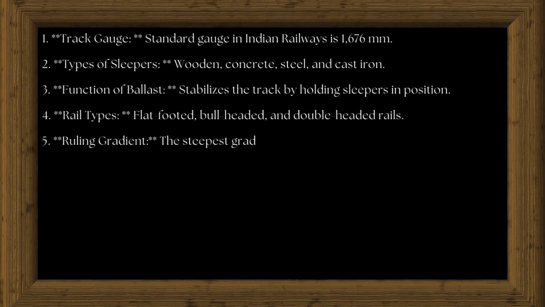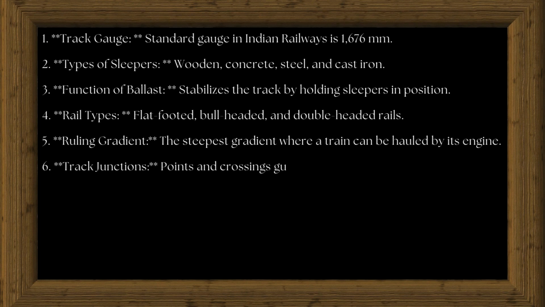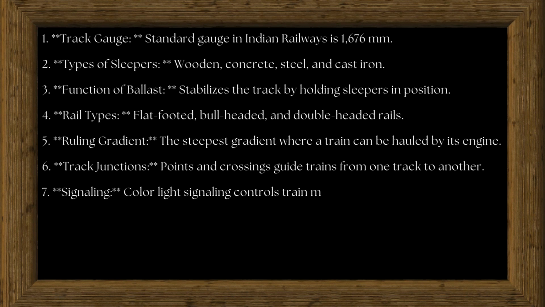Rolling gradient: the steepest gradient where a train can be hauled by its engine. Track junction: points and crossings that guide trains from one track to another. Signaling: color light signaling controls train movement. Rail joints: fish plates join two rails in a track.